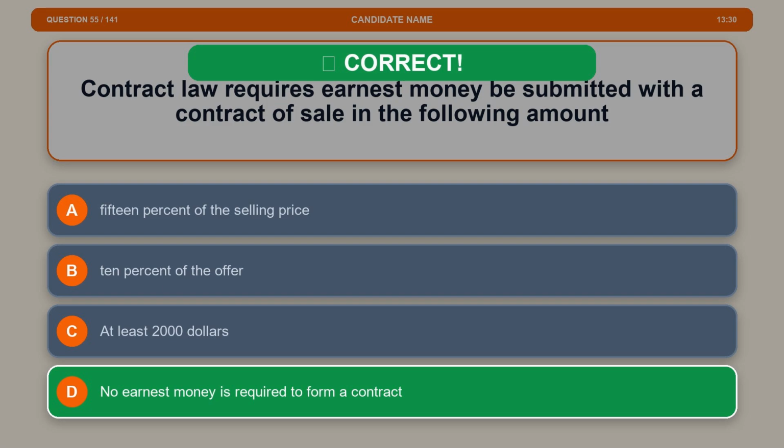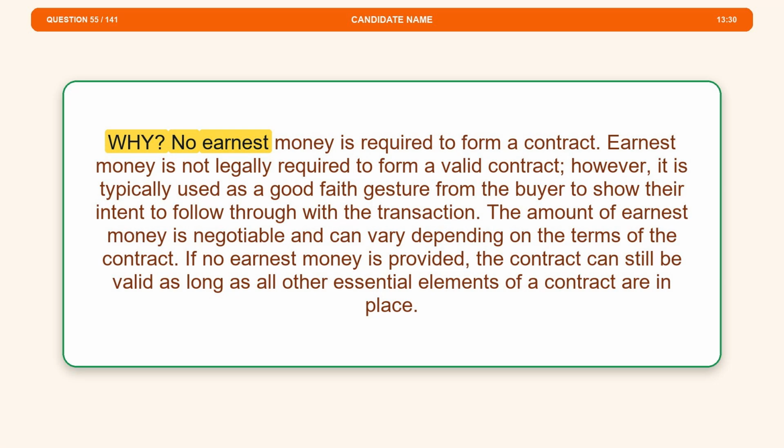The correct answer is option D. No earnest money is required to form a contract. Earnest money is not legally required to form a valid contract. However, it is typically used as a good faith gesture from the buyer to show their intent to follow through with the transaction. The amount of earnest money is negotiable and can vary depending on the terms of the contract. If no earnest money is provided, the contract can still be valid as long as all other essential elements of the contract are in place.